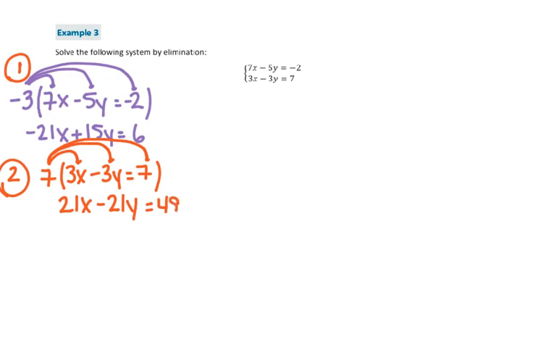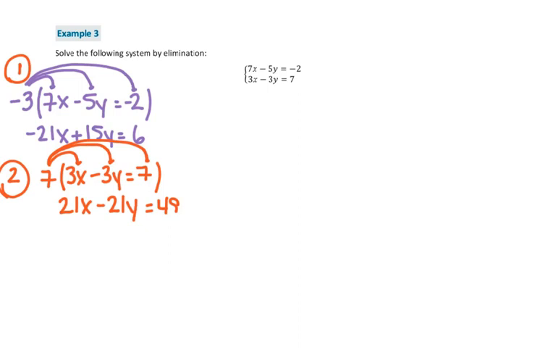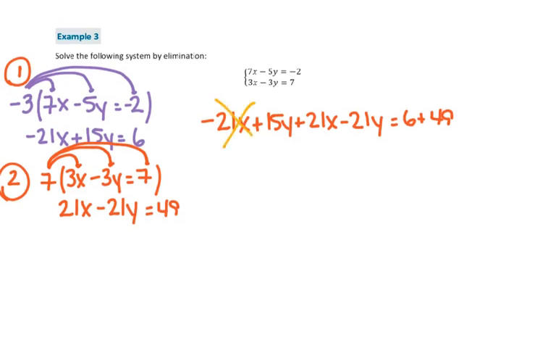Now I'm going to add these two equations together so that I can eliminate that x value. But I'm going to use my new equations. So I've got -21x plus 15y plus 21x minus 21y equals 6 plus 49. So I'm simply adding the two equations together. And I did that because I'm trying to eliminate x. And when I add -21 to +21, it eliminates the x because it's really 0x, and 0 times anything is 0. So we just eliminated that.